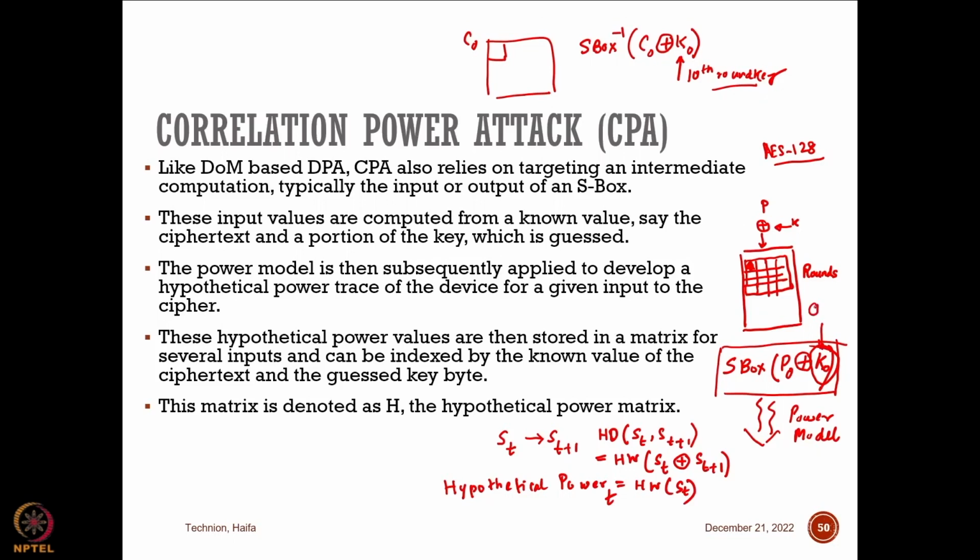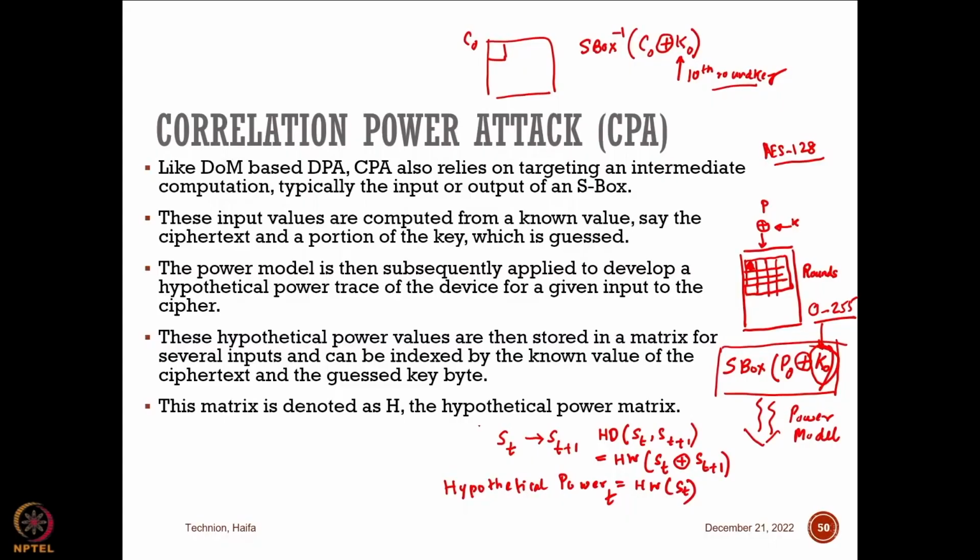And later on I would like to verify my hypothesis. That is typically what you do in any experiment: you make a hypothesis and then later on you verify whether that hypothesis is true or not. So I will start with this hypothesis. I know that this can take 256 possible values. I will make one hypothesis and try to verify whether that is indeed my correct key or not. So this essentially gives me my definition of the hypothetical power.